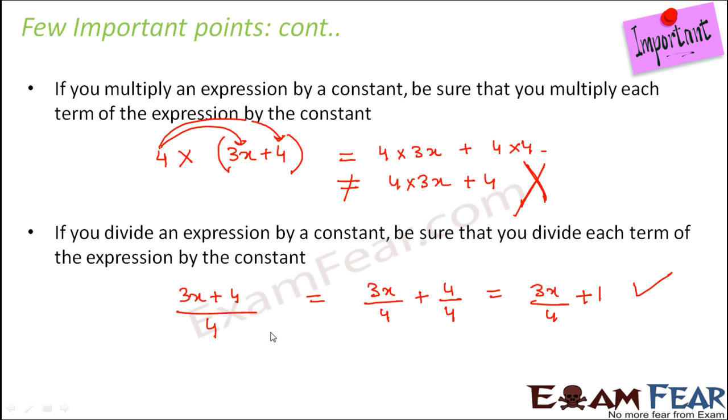Now many a times what children do, they say that 3x plus 4 divided by 4 is equal to 3x plus 1. But this is not correct because you have not divided the first term by 4. Similarly, if you write 3x plus 4 divided by 4 is equal to 3x by 4 plus 4, this is also not correct because in this case you have not divided the second term by 4. So, whenever you are dividing an expression by a constant, that means you have to divide each term of the expression by that constant.